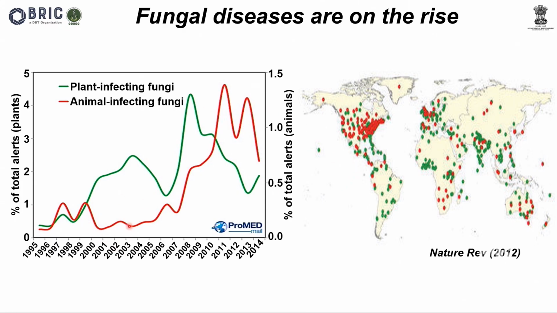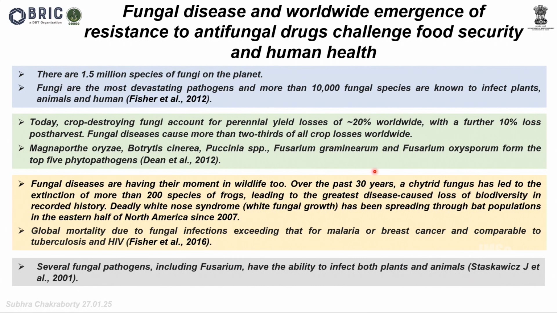As you can see, animal-infecting fungi are growing worldwide, as are plant-infecting fungi. What is important in India is that we have more plant-infecting fungal diseases in our agricultural fields than in the clinic. That is a very different scenario from the Western world, particularly the US, where animal-infecting or human fungal diseases are more common, in contrast to the Indian agricultural system.